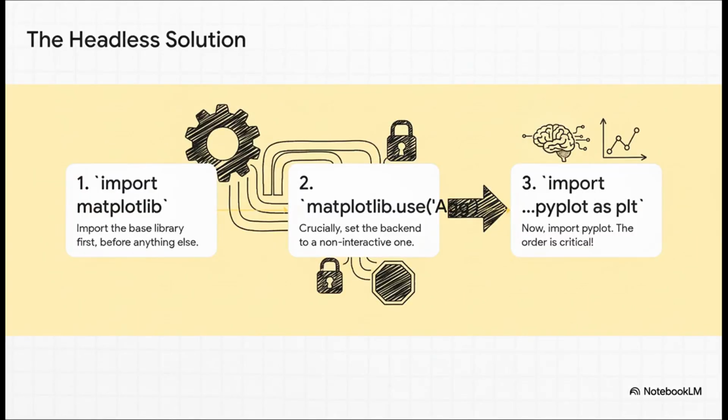So how do you fix it? It's a simple three-step dance, but the order is absolutely critical. You have to do it in this exact order. First, you import Matplotlib, just the base library. Second, before you import Pyplot, you have to tell Matplotlib which backend to use. You'd say matplotlib.use('Agg'), for example. And then third, you can finally import matplotlib.pyplot as plt. Doing it this way forces it to use the file-based engine before it gets any other ideas. And just like that, your server crashes are gone.